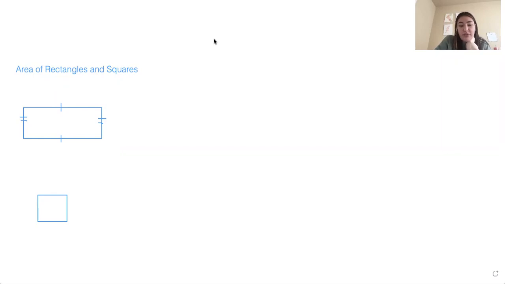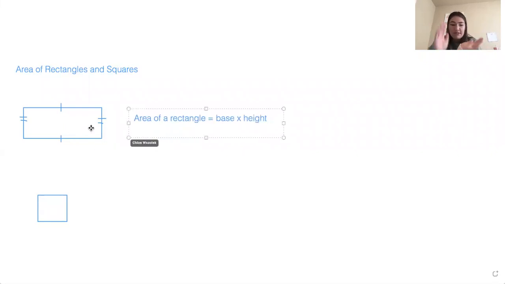So when we're finding the area of a rectangle, area equals base, so the bottom, times height. As you can see, it'd be this bottom times the top. I mean, not times the top, times the side. So bottom times the side.